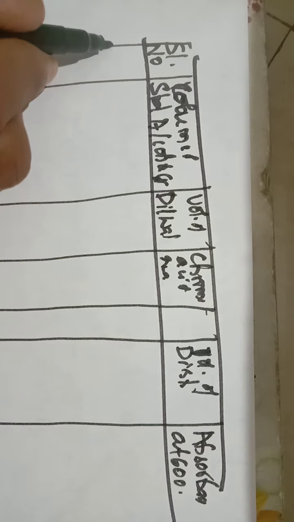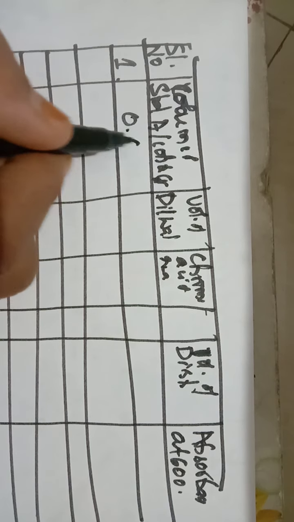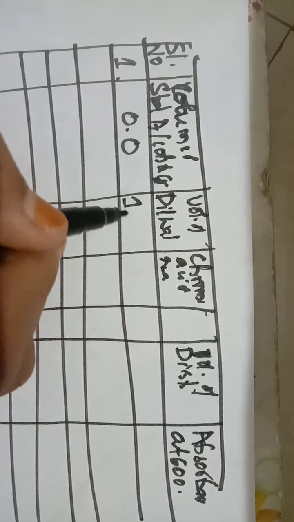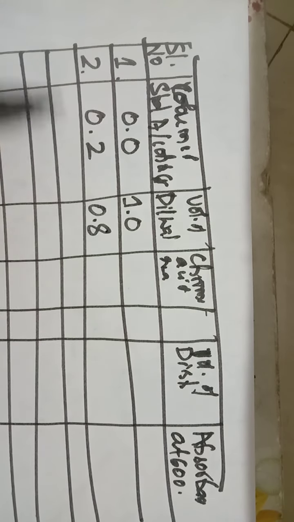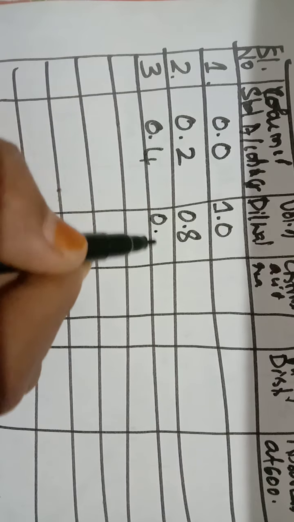How many tubes are you taking here? We are taking 7 tubes. So tube number 1, how much will be the alcohol? 0.0. How much will be the distilled water? 1. For tube number 2, alcohol 0.2, distilled water 0.8. Tube number 3, standard alcohol will be 0.4 and distilled water 0.6.